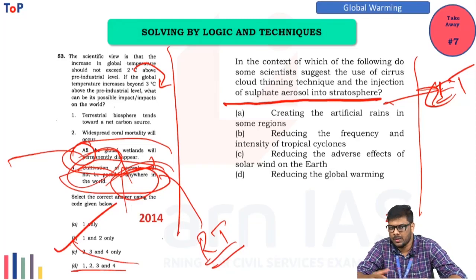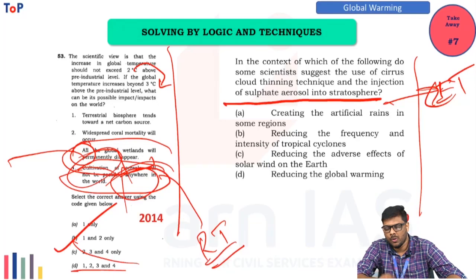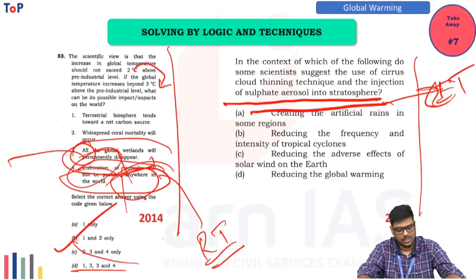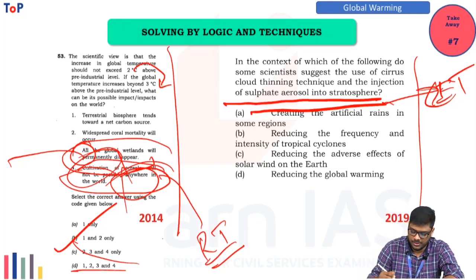Suppose one aspirant hasn't heard about sulfate aerosol injection, and doesn't know it was related to global warming. How can he or she solve this? Use her or his logic. What is this? This is sulfate aerosol injection, right? So this is into the stratosphere. Look at the options given in the question.